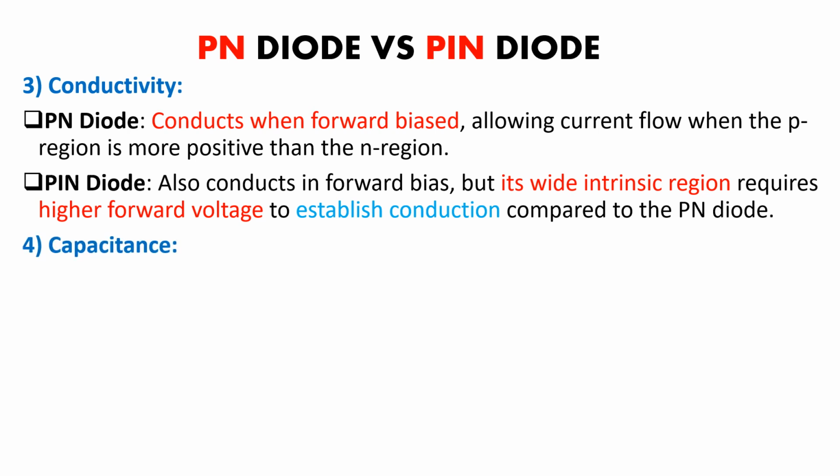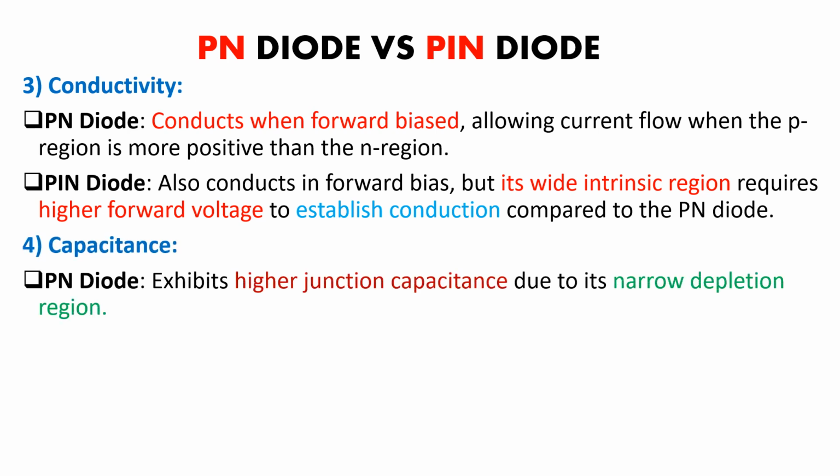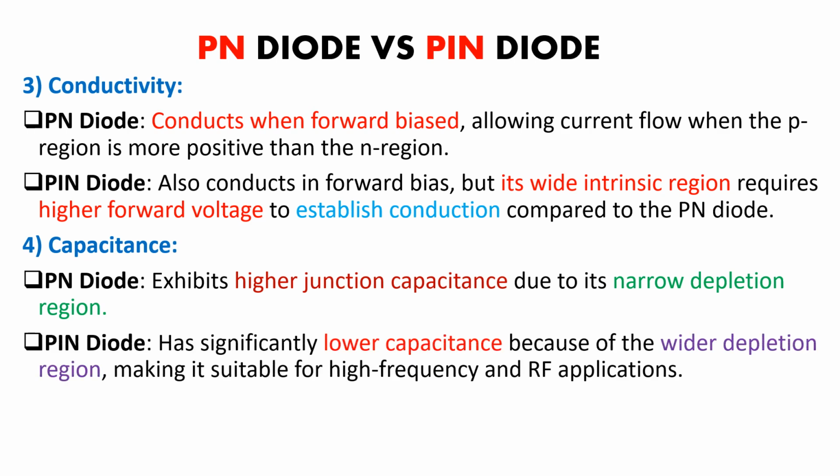Next, capacitance. PN diode exhibits higher junction capacitance due to its narrow depletion region. But PIN diode has significantly lower capacitance because of the wider depletion region. If the distance increases, then the capacitance will decrease. Due to that, it has lower capacitance, making it suitable for high frequency and RF, radio frequency applications.